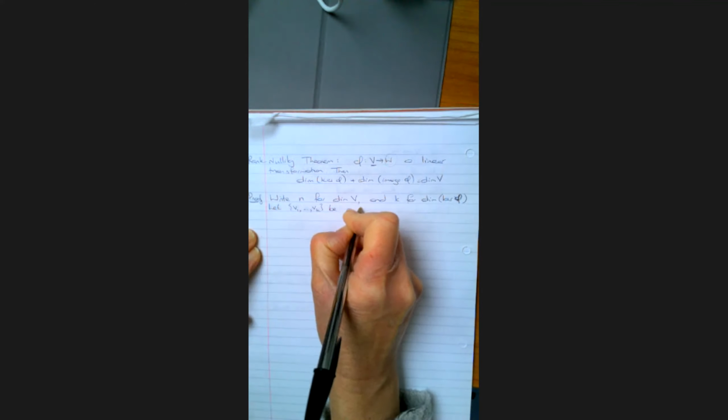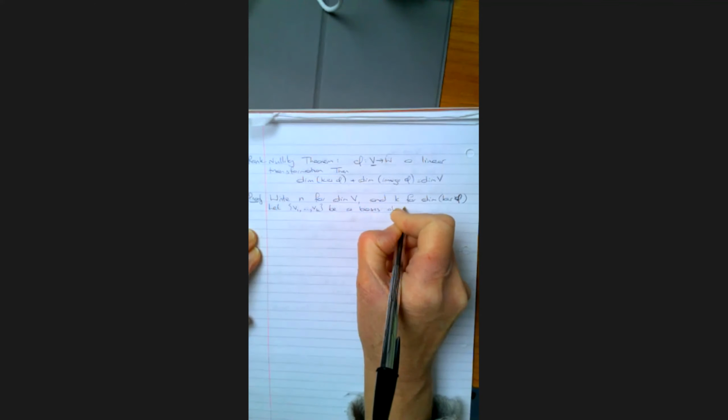and k for the dimension of the kernel of phi, which is at most equal to n, since obviously any linearly independent subset of the kernel of phi must be linearly independent in V as well, so it certainly can't have dimension exceeding n. So we're going to give ourselves a basis v1 through vk for the kernel, and we're going to extend that to a basis of all of V. So remember that we can do that. We can extend a basis of a subspace of some space to a basis of the whole space.